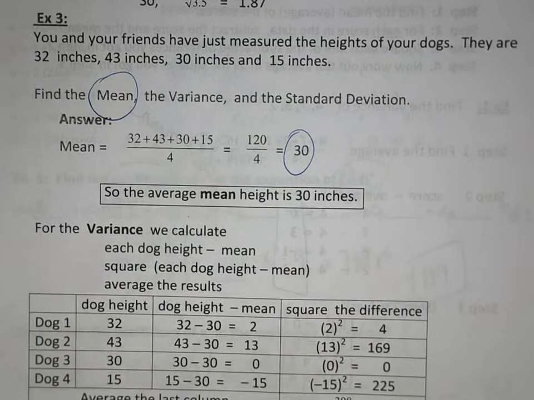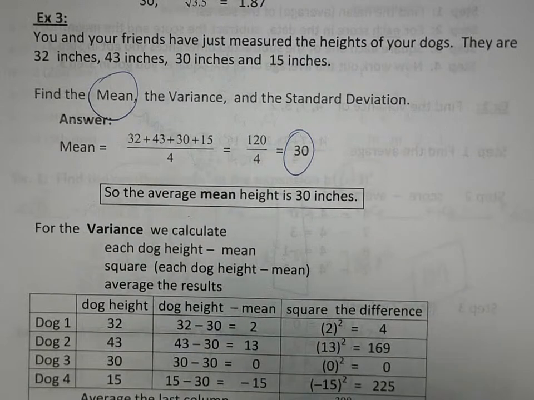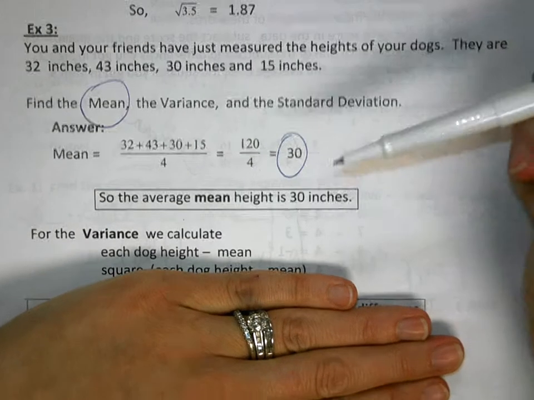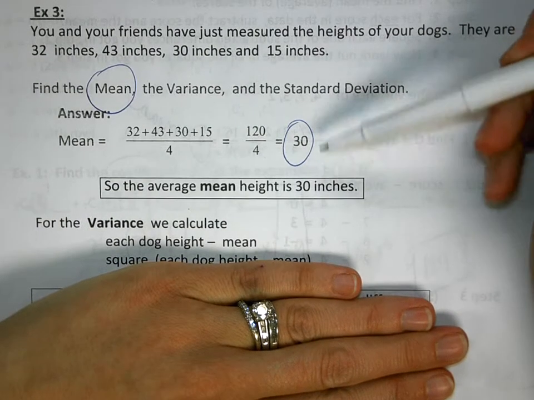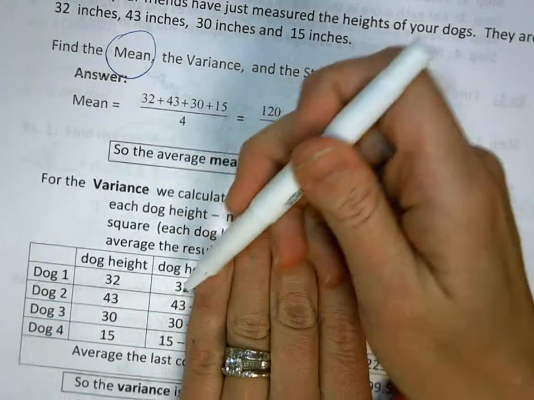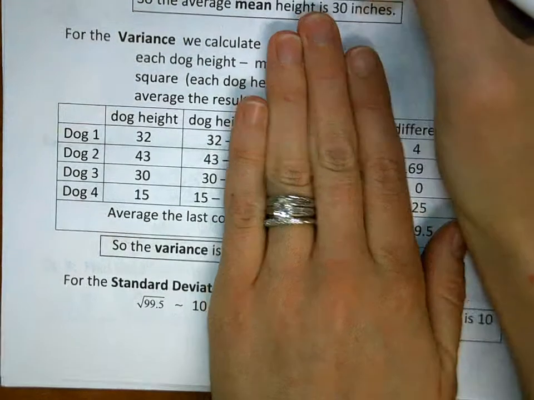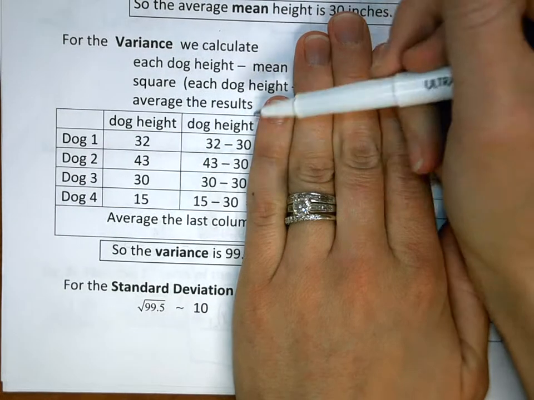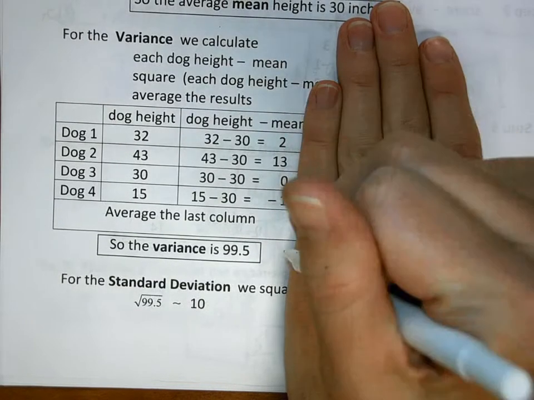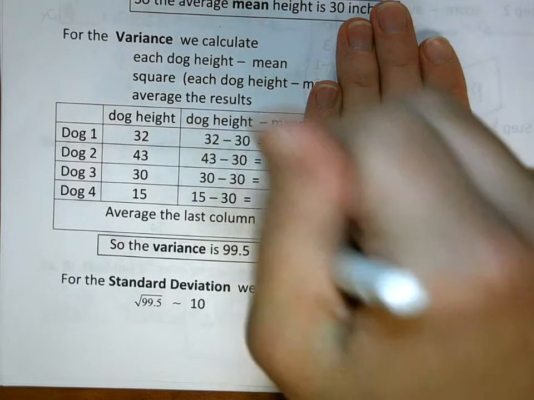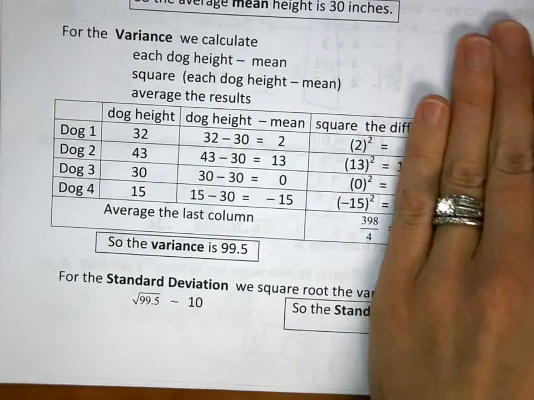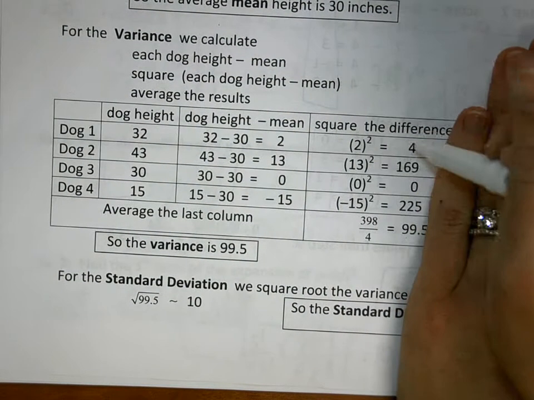Then for the variance, who remembers what we do for the variance without looking? You get the numbers, subtract. Good, you subtract all of them from your original. So write your original scores down: 32, 43, 30, 15. And on all those, I'm going to subtract 30, my mean. When we subtract, I get these numbers: 2, 13, 0, negative 15. And then who remembers, without looking, what you do once you get those numbers? You square them. So I square them, and we get these numbers.